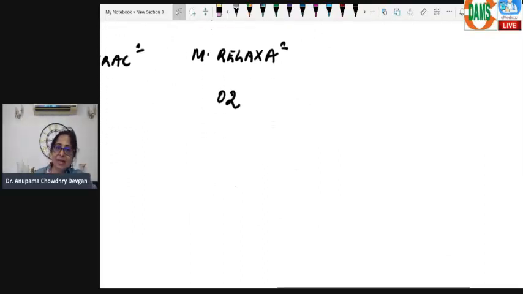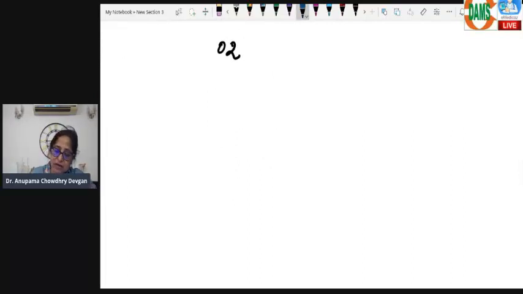Okay? Now let us see what is the pathway of the inverse stretch reflex. So I'm doing the inverse stretch reflex.